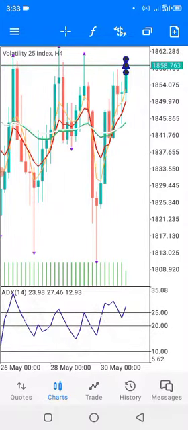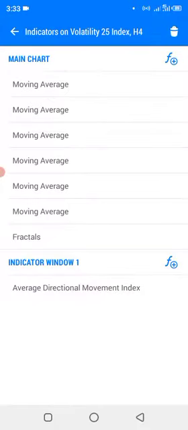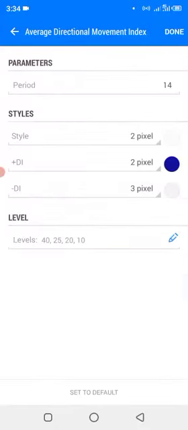one indicator I want you to take into consideration is my indicator window 2, the average directional movement index, and this is just the setting. The period is 14-day period. The style is 2 pixels on a white background.